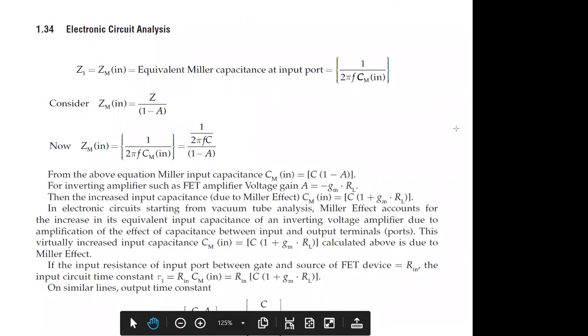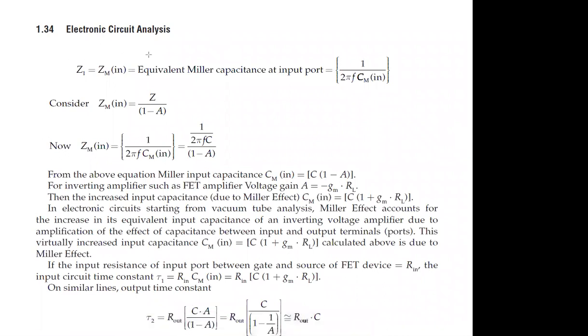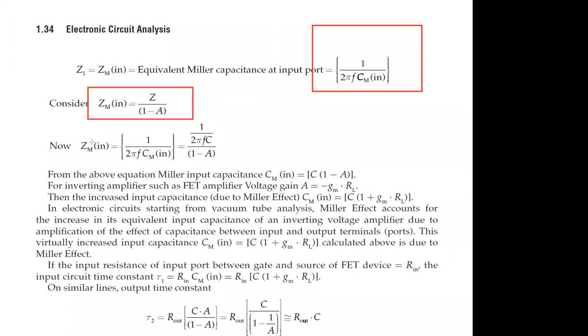Therefore, we can write Z1 is the equivalent Miller capacitance at the input port, given by 1 by 2 pi F C. The impedance of a capacitance is 1 by 2 pi F C. Clearly we are indicating this is 1 by 2 pi F Cm, where Cm is the Miller capacitance on the input side. We know the impedance Z1 equals Z by 1 minus A. Wherever Z is there, we replace Z by 1 by 2 pi F C.